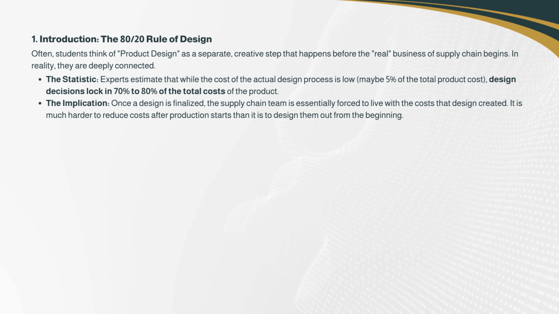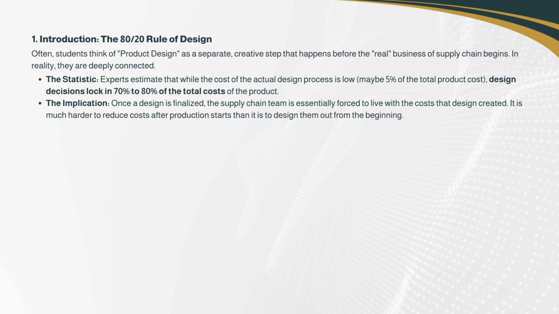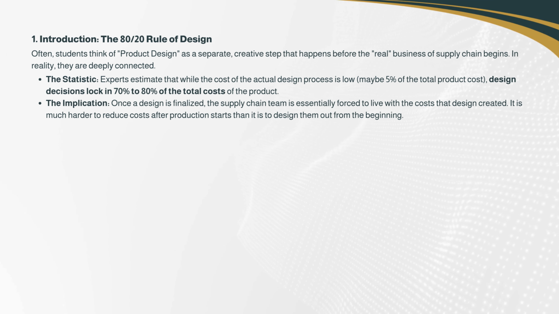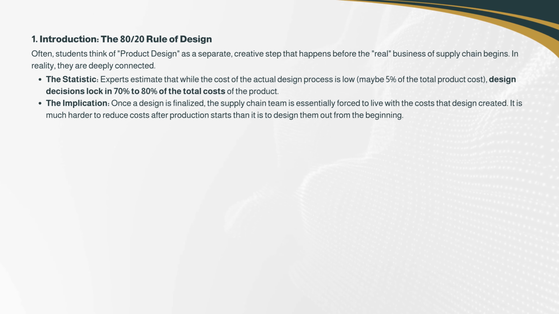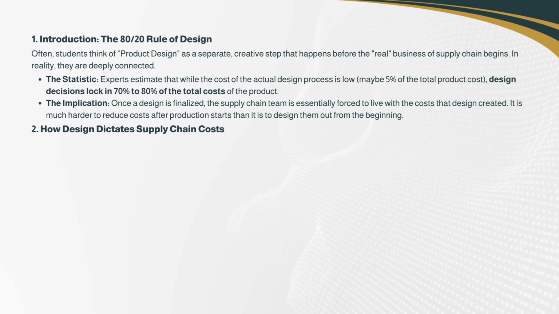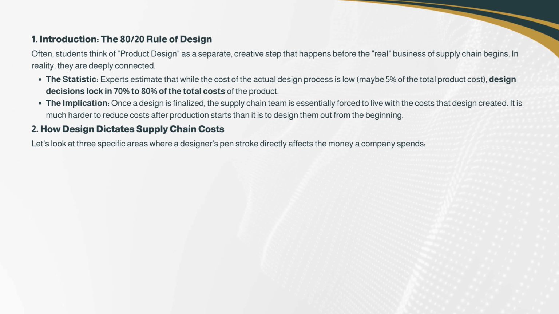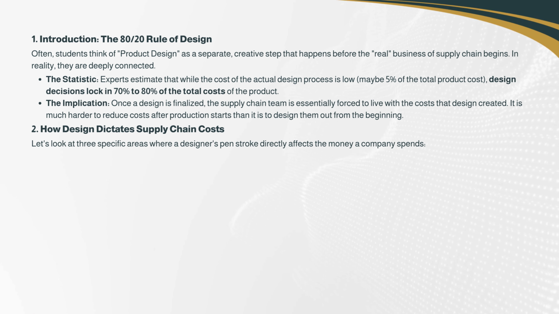The implication. Once a design is finalized, the supply chain team is essentially forced to live with the costs that design created. It is much harder to reduce costs after production starts than it is to design them out from the beginning. 2. How design dictates supply chain costs. Let's look at 3 specific areas where a designer's pen stroke directly affects the money a company spends.